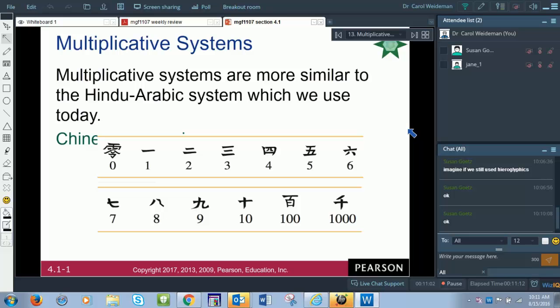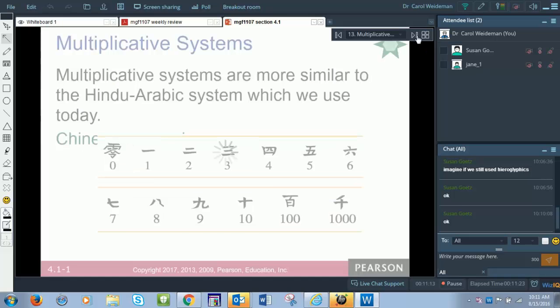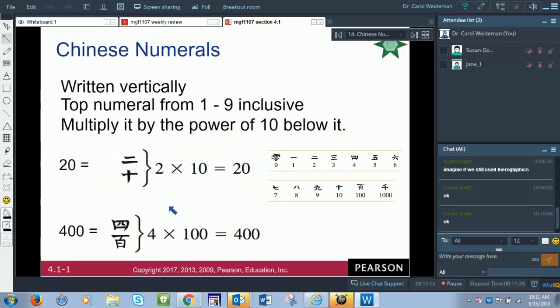Now these are really interesting because we have no real way to describe these other than just looking at the symbols. So there are symbols for 1 through 10, and then 100, and then 1,000. The process with Chinese, which is really different, is that they're written vertically. For instance, here, this number is 20, and what happens is we multiply by the power of 10 below it. So this has a 2 over 10, and we multiply 2 times 10, which gives us 20.